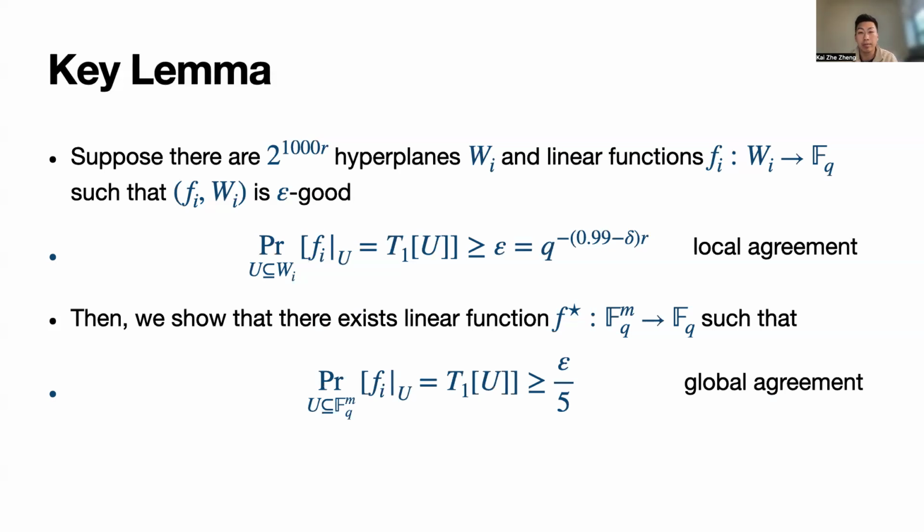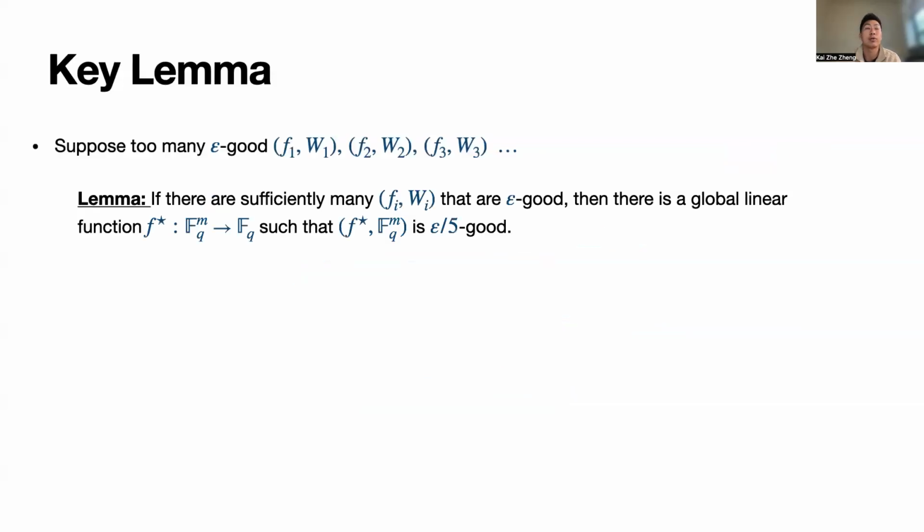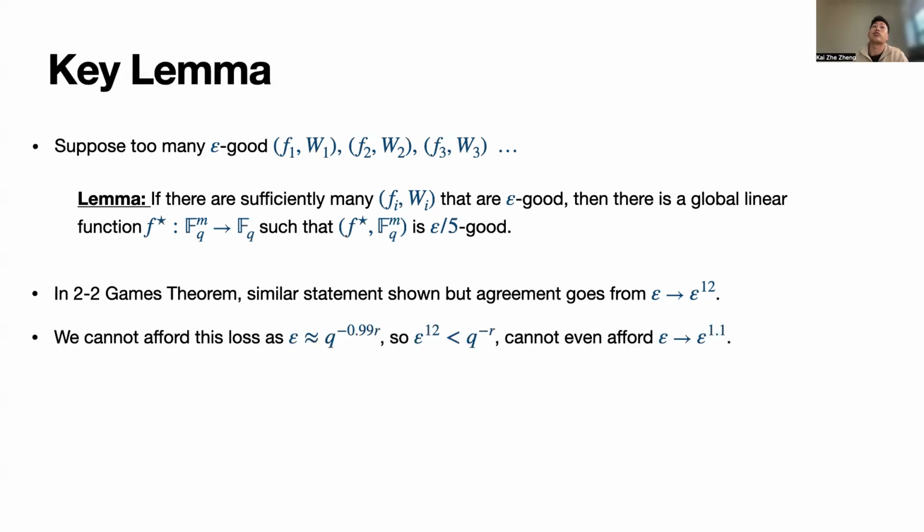Let me tell you a little bit about what goes into the proof. First, just to restate, we show that if you have a lot of functions that have epsilon local agreement, then you actually can find a function that has epsilon over 5 global agreement. Firstly, I should mention that a similar statement is shown in the 2 to 2 games theorem, except there the agreement goes from epsilon to the 12th. Now the exact same thing applies to our case, but this epsilon to the 12 loss is too much for us. And we really need to tighten that up.